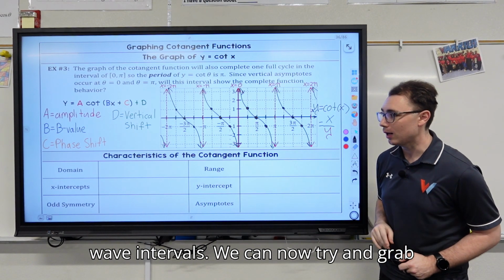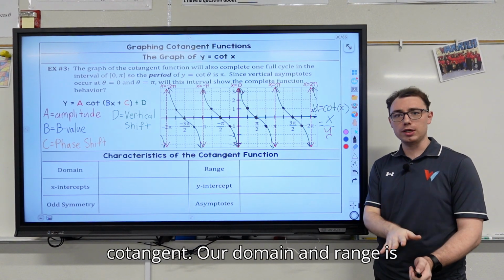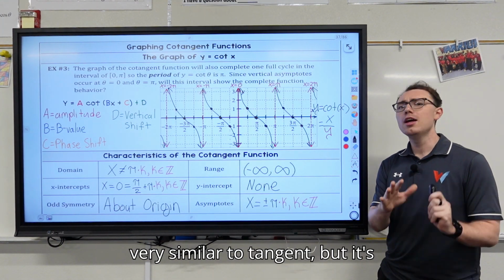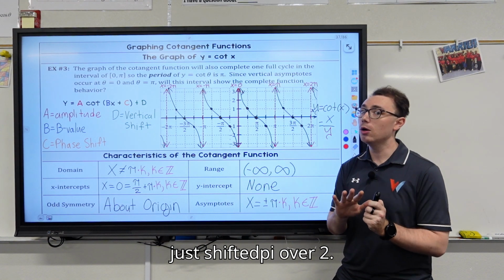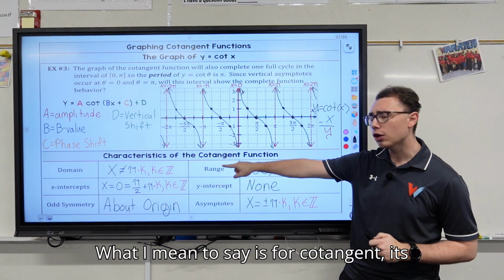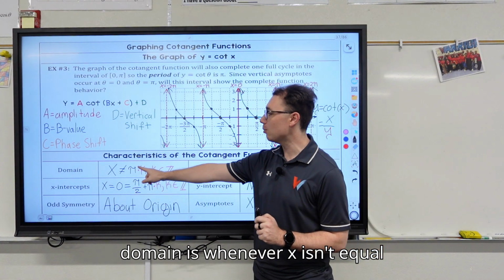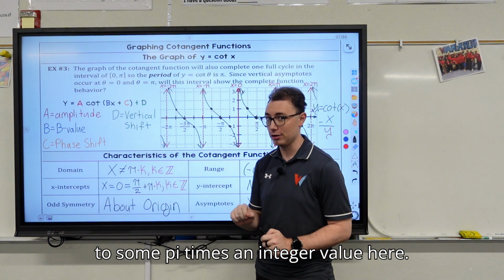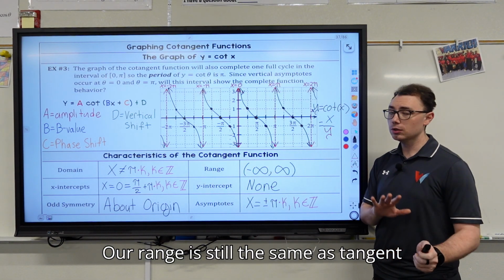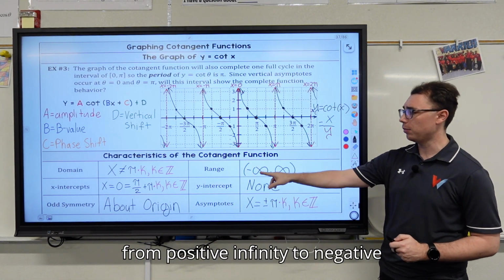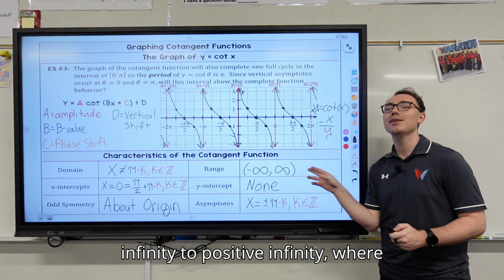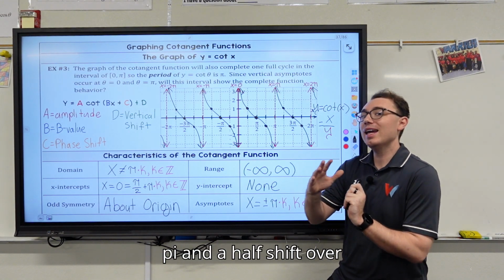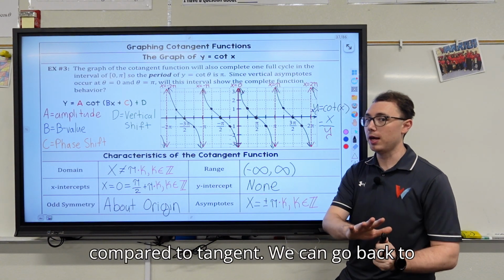We can now try and grab some of their domain and range values for cotangent. Our domain and range is very similar to tangent, but it's just shifted pi over 2. What I mean to say is for cotangent, its domain is whenever x isn't equal to some pi times an integer value here. Our range is still the same as tangent from negative infinity to positive infinity, where those intercept values occur a pi and a half shift over compared to tangent.